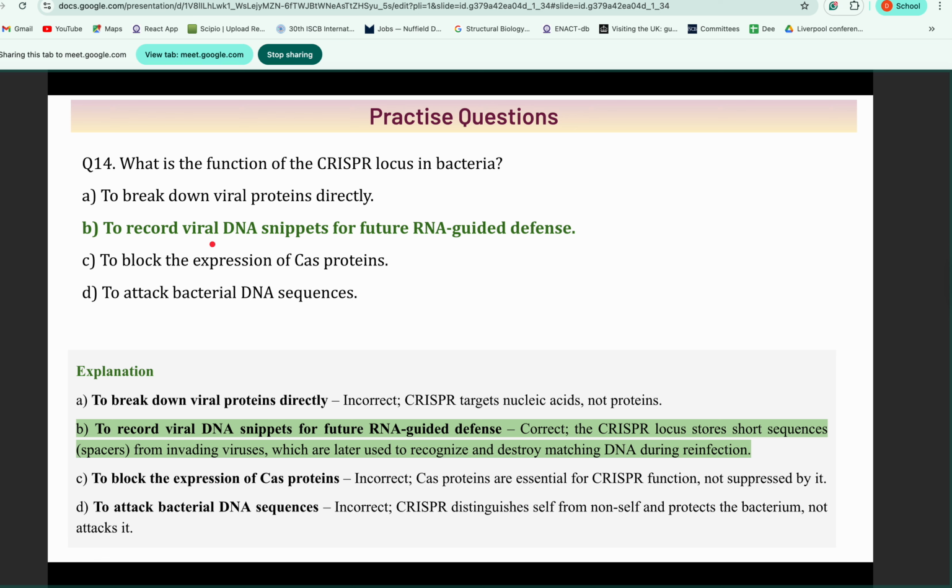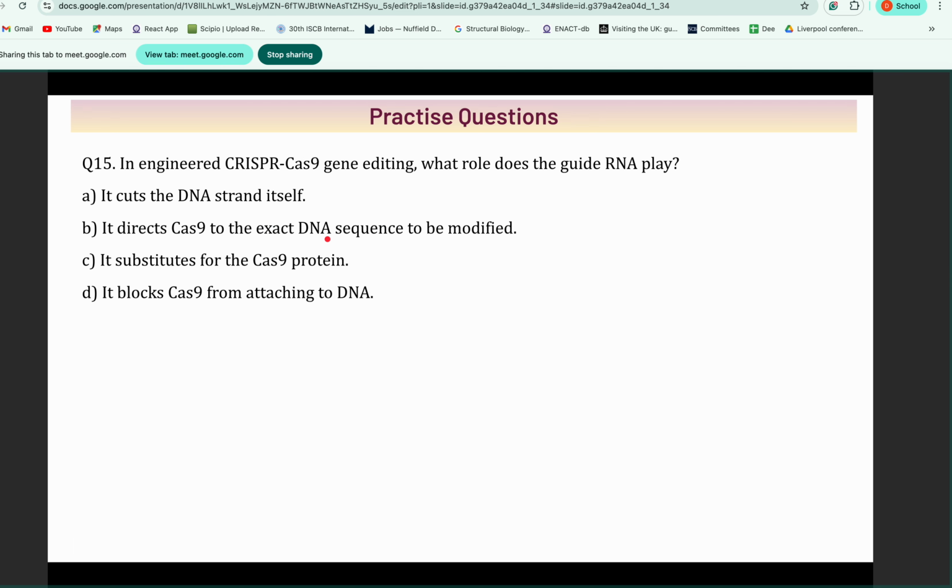The right answer is option B, to record the viral DNA snippets and incorporate them into the palindromic repeats. These viral DNA snippets act as the spacer elements in between those repeats, and later on they will act as the RNA. It will help in the RNA-guided defense, because whenever the same virus attacks, it will act as the guide RNA, and it will protect the bacteria from the infection.